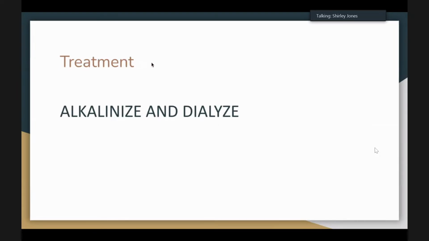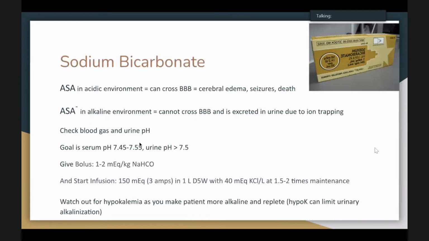So how do we treat these people? The key to treatment is to alkalinize and dialyze. Sodium bicarbonate is how we will alkalinize them. The reason this works is when your blood is acidic, aspirin is in this form, ASA. ASA can cross the blood-brain barrier, and then you get cerebral edema, seizures, and death.